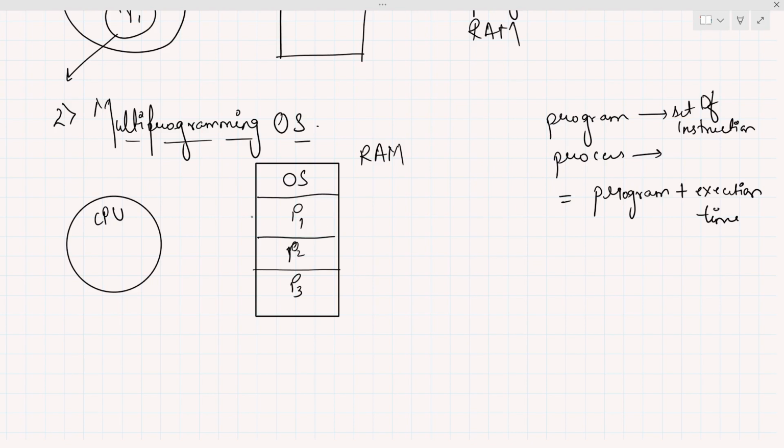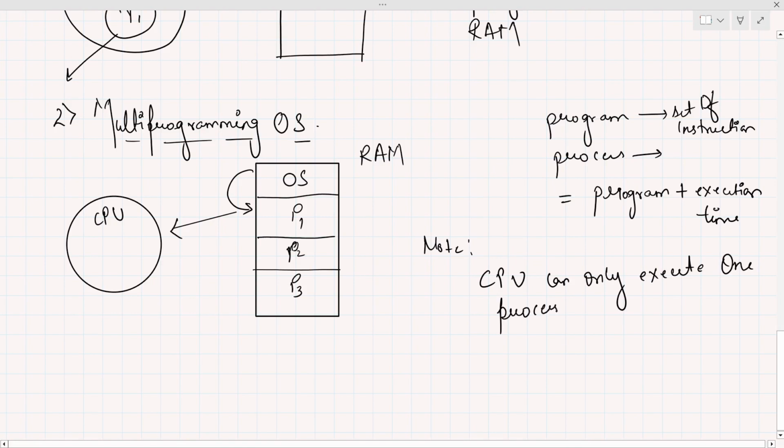So here you can see that we have so many processes. Now what does the operating system do? The operating system transfers one process to the CPU, and remember this thing, the CPU can execute only one process at a time. When one process leaves the CPU, only then can another process acquire the CPU. This is the important thing. You can write it as a note: the CPU can only execute one process at a time.